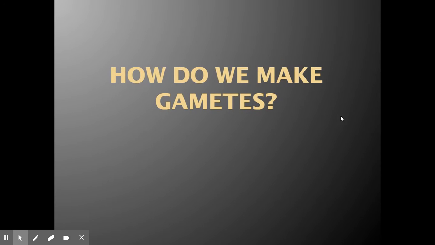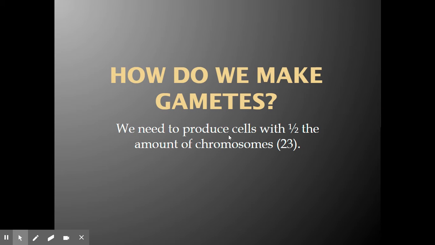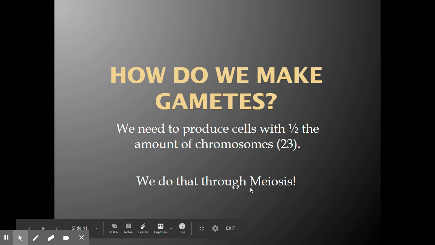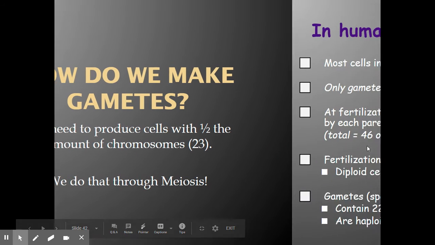All right. So, how do we make gametes? This is what meiosis is all about. We need to produce cells that have half of the amount of chromosomes that normal cells have. So instead of a cell with 46 chromosomes, we need to make a cell that has 23. We do this with the process of meiosis.